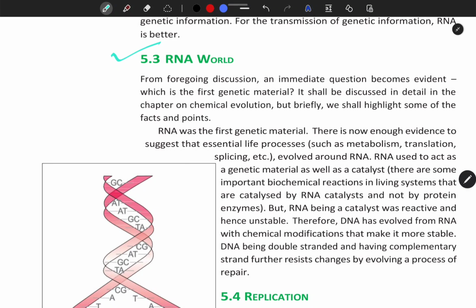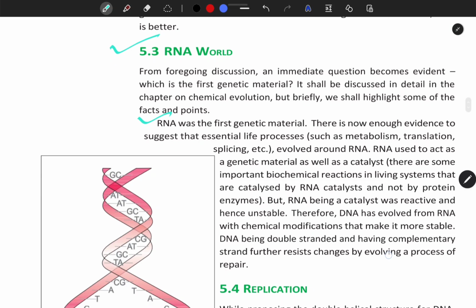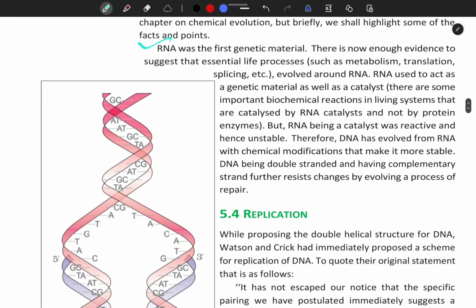5.3 RNA world. From the foregoing discussion, an immediate question becomes evident: which is the first genetic material? It shall be discussed in detail in the chapter on chemical evolution, but briefly we shall highlight some of the facts and points. RNA was the first genetic material. There is now enough evidence to suggest that essential life processes such as metabolism, translation, splicing, etc. evolved around RNA. RNA used to act as a genetic material as well as a catalyst.